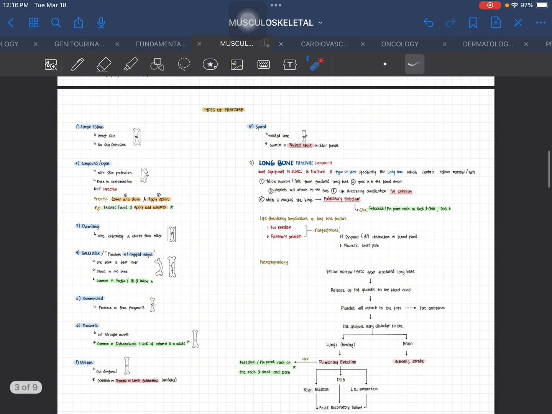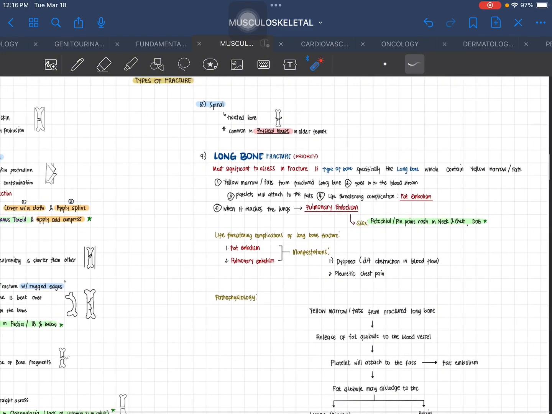Yun lang naman. And also, isa pa sa tatandaan natin yung compound, dahil nga open siya, may skin protrusion siya, at risk for infection. So, bibigay tayo ng tetanus toxoid bilang management. Also, ang priority natin dyan is to cover with a cloth. And pag ka-cover mo, apply splint. So, yun. Apply din ng cold compress, syempre.